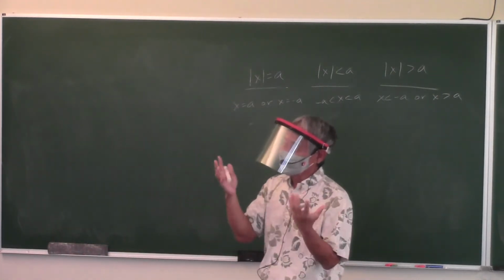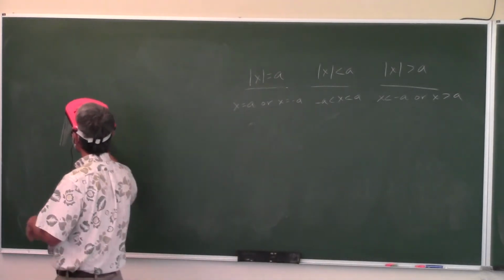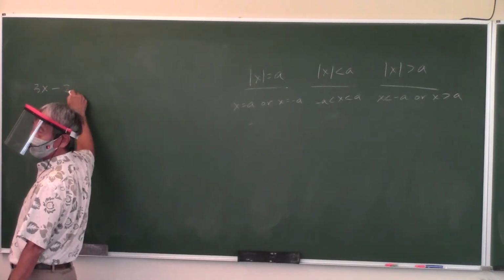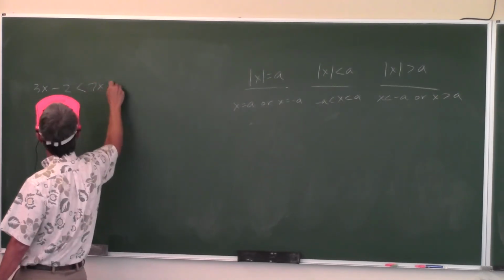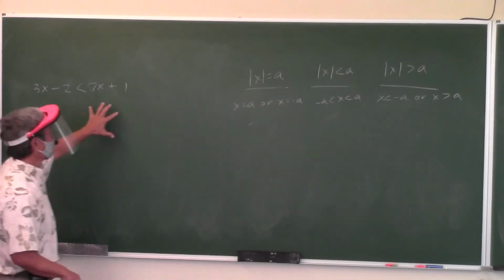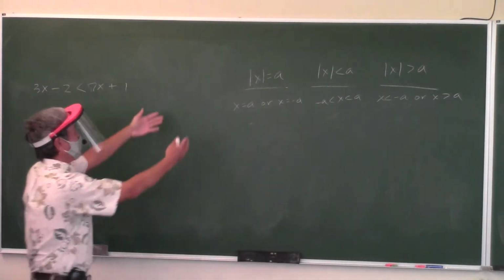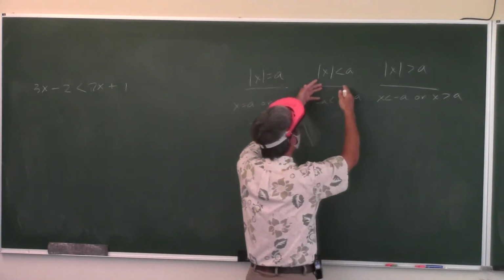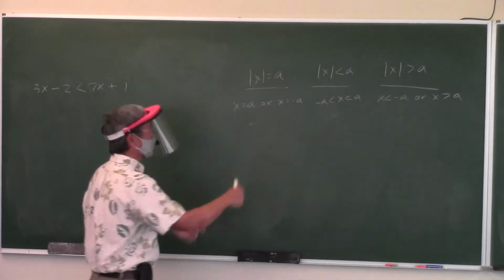Okay, 2a and 2b are kind of the same ilk, except one is less than and one is greater than. Maybe I should do both. Okay, how about this? 3x minus 2 is less than 7x plus 1. See how I just changed the numbers? Okay, now you look at this. Does that look like one of these three forms here? Look. Absolute value of gorilla equals A. Absolute value of gorilla is less than A. Absolute value of gorilla is greater than A. Does it look like one of those?